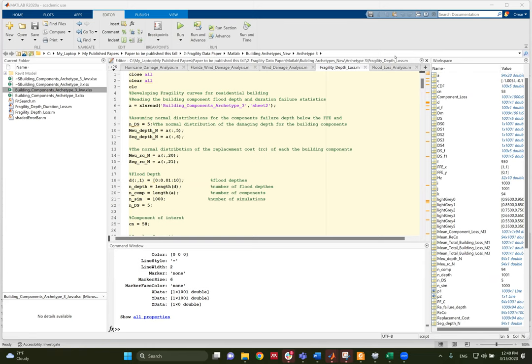So to do this, we need to start with a building, okay? And we call this building an archetype. Because every archetype is different, you can pick a hospital. The hospital will be completely different if you are picking a residential building or you are picking a school. So you need to start with a model.